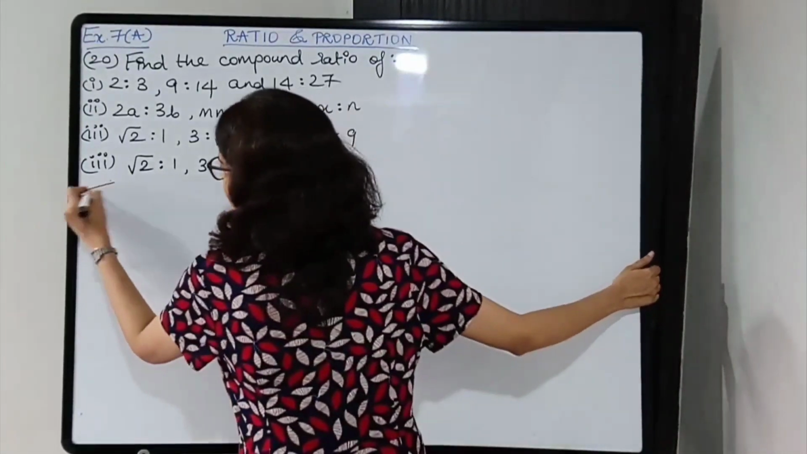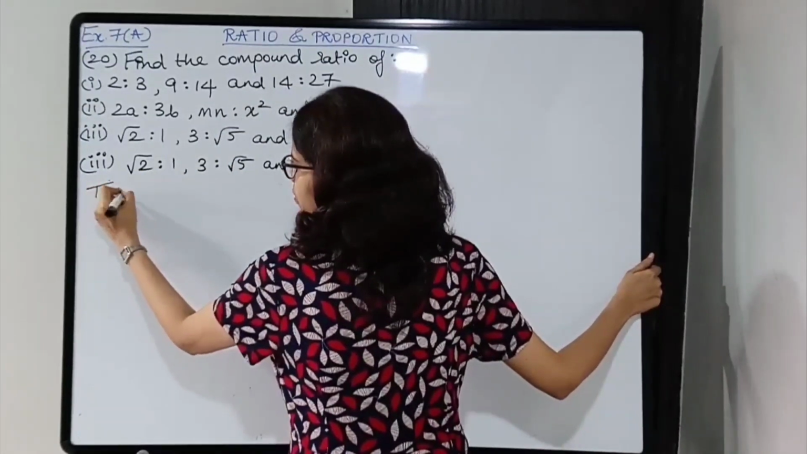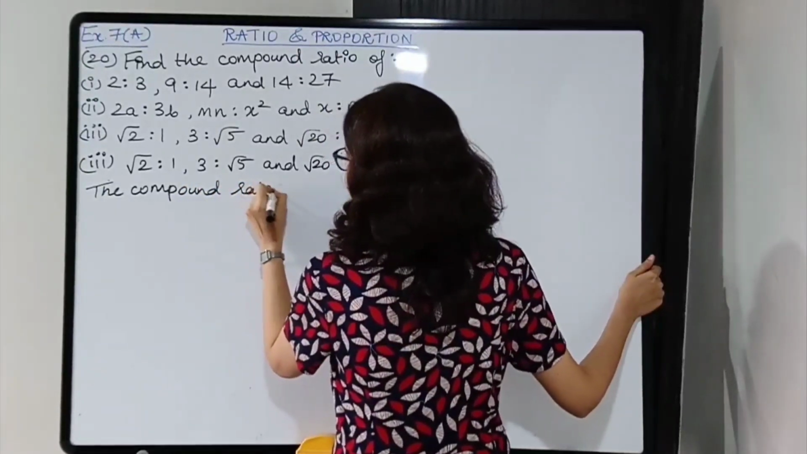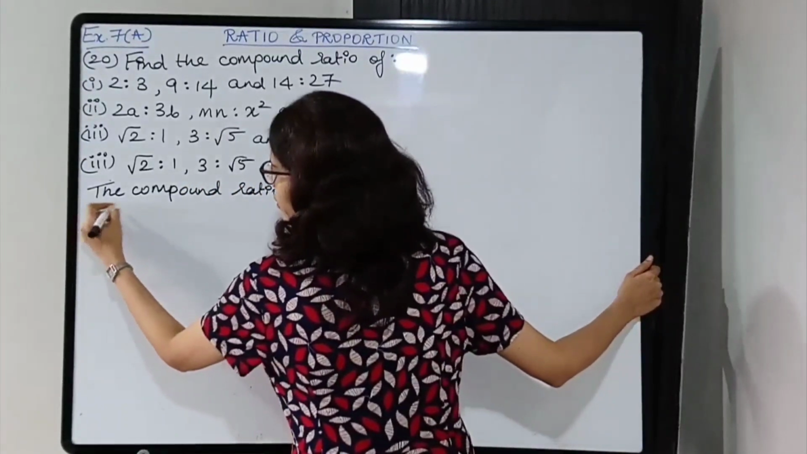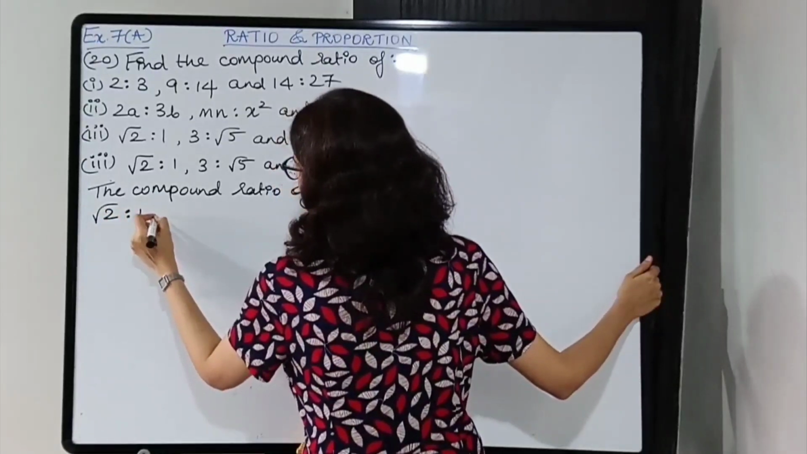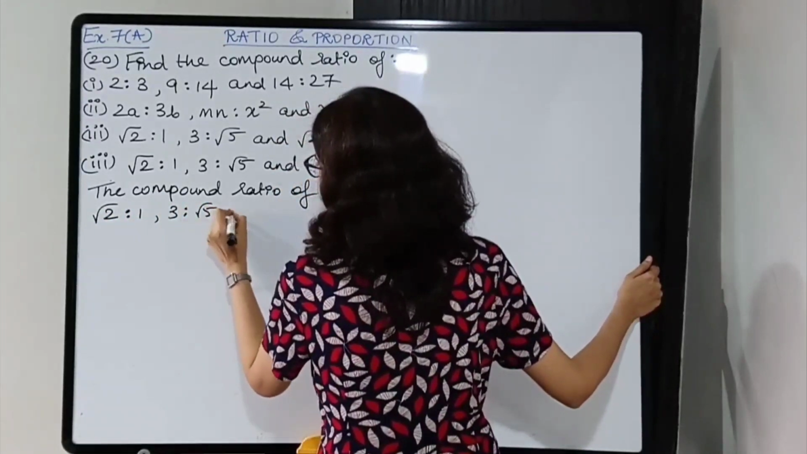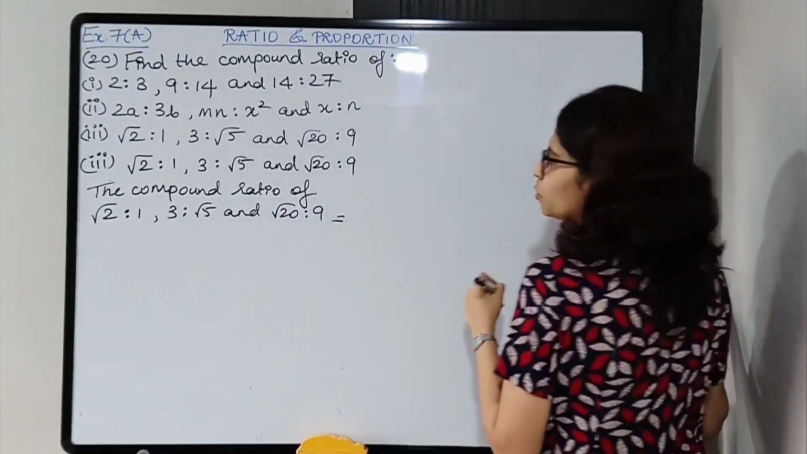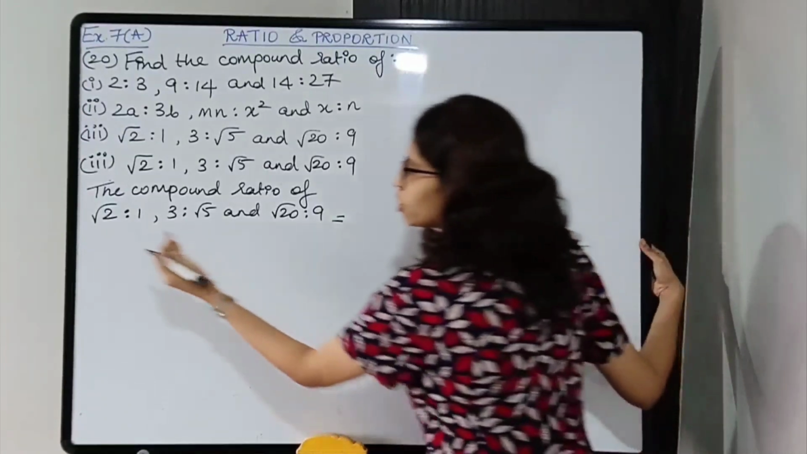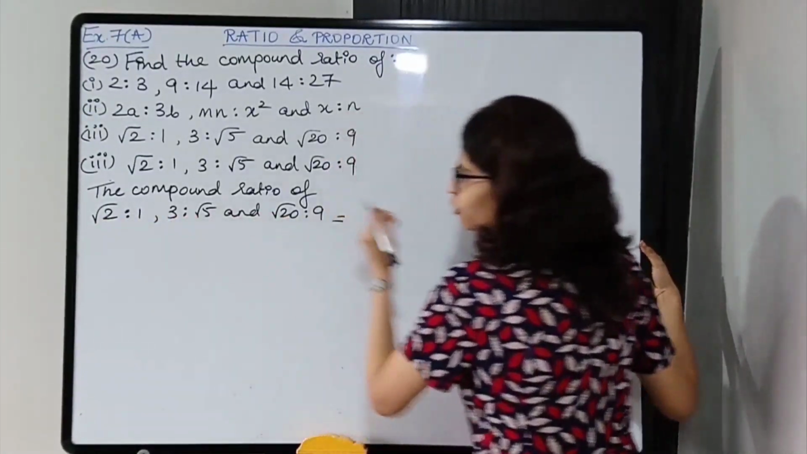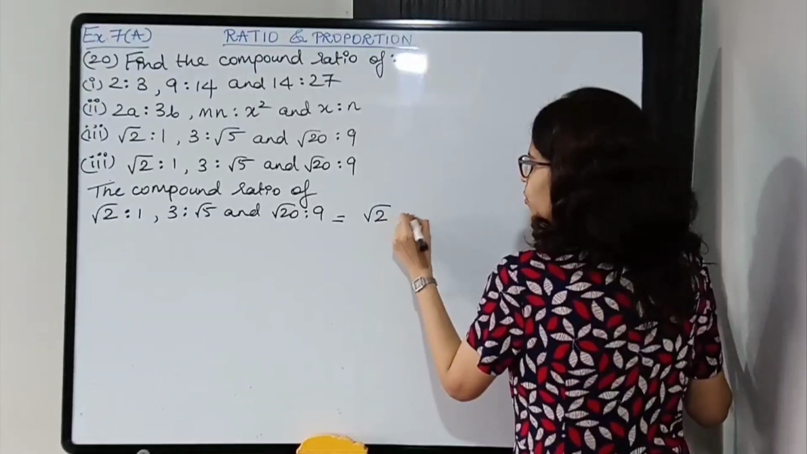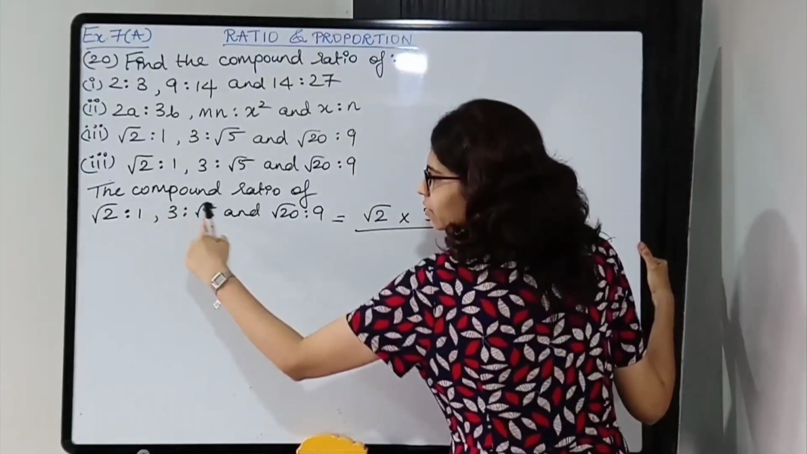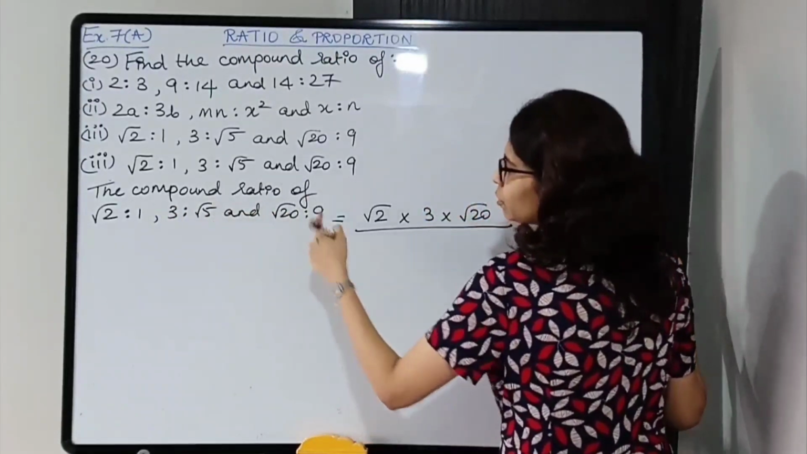So write down the question first. The compound ratio of root 2 is to 1, 3 is to root 5 and root 20 is to 9 is equal to, multiply all the numerators, so all the first ones, root 2, 3 and root 20. So root 2 into 3 into root 20, and then the denominators, so the second ones, so 1 into root 5 into 9.